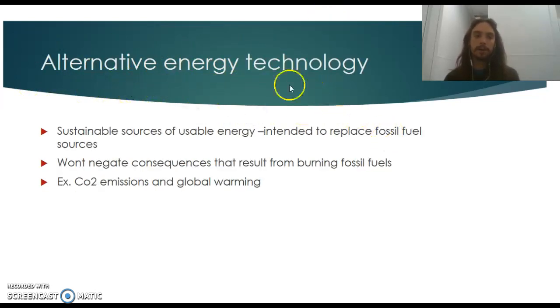So, alternative energy technologies. We've got sustainable sources of usable energy. They're intended to replace fossil fuel sources. They're not going to negate the consequences that have already resulted from burning fossil fuels. So, whatever alternative energies we use, they're not going to sequester carbon. The carbon that's already been emitted is staying up there unless we plant more trees. So that's the example: carbon dioxide emissions and global warming. That's not just going to miraculously go down with alternative energy technology. We need to stop using fossil fuels so that the earth can balance itself out.